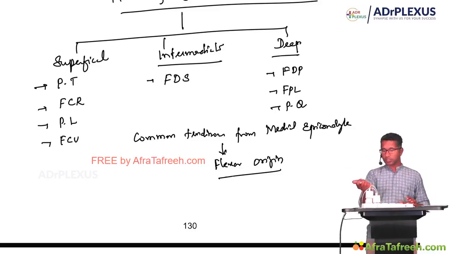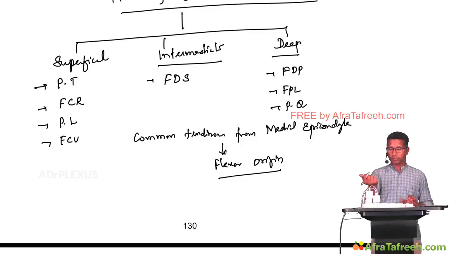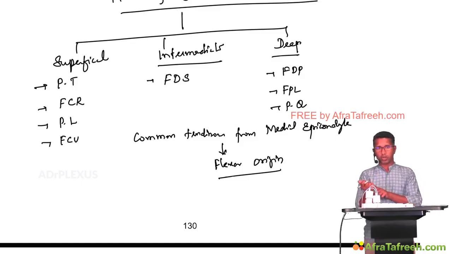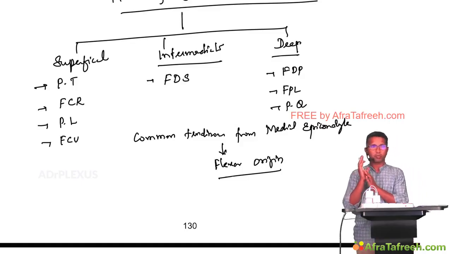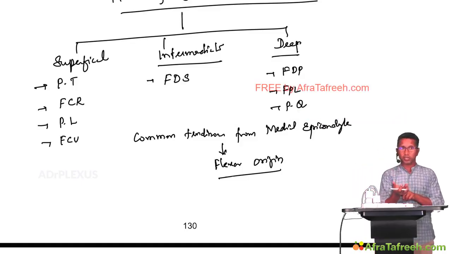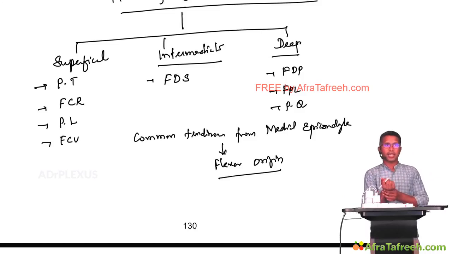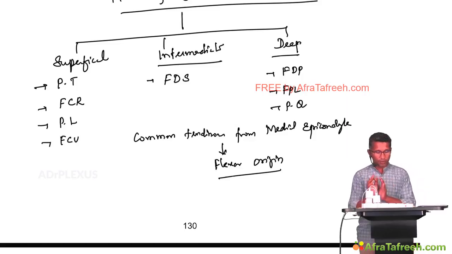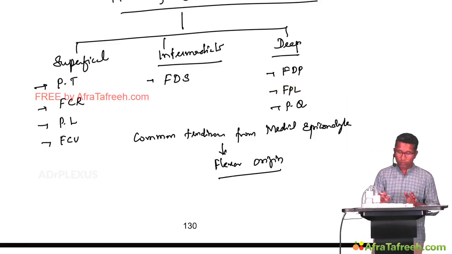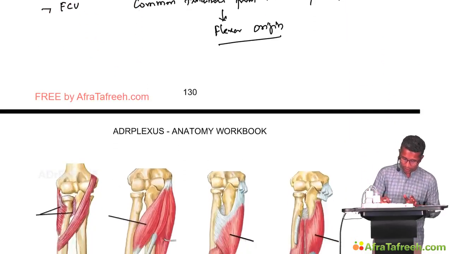Flexor carpi radialis causes flexion of the wrist, okay. Along with the extensor carpi radialis, it will cause abduction of the wrist. Palmaris longus will cause tightening of the palmar aponeurosis. Flexor carpi ulnaris will cause flexion of the wrist, and along with the extensor carpi ulnaris, it will cause adduction of the wrist. So these are a few actions, so don't worry about this. I'll just show the muscle and explain it easily.